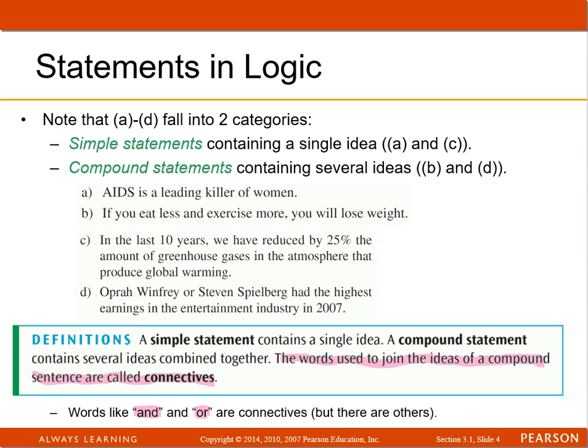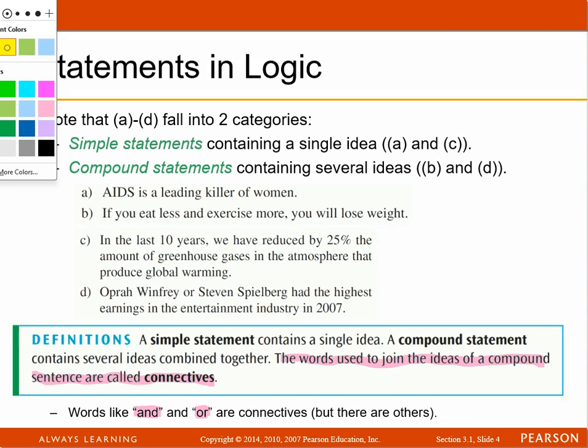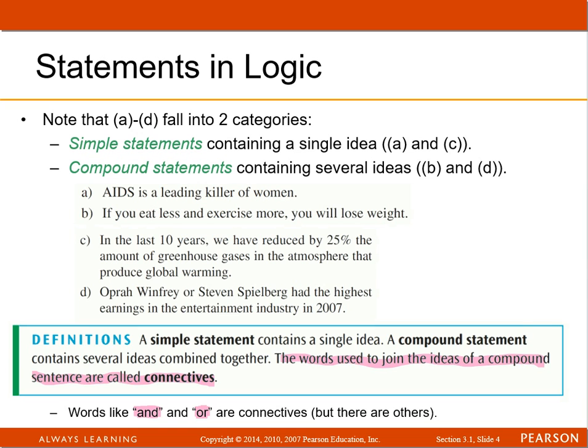So in those 4 examples, the simple statements contain a single idea. So A, AIDS is a leading killer of women. That is a simple idea, and it is either true or false. It's actually false. Heart disease is the leading killer of women. And then C, in the last 10 years, we have reduced 25% of the amount of greenhouse gases in the atmosphere that produce global warming. They're only talking about one thing there, so that's a simple statement.